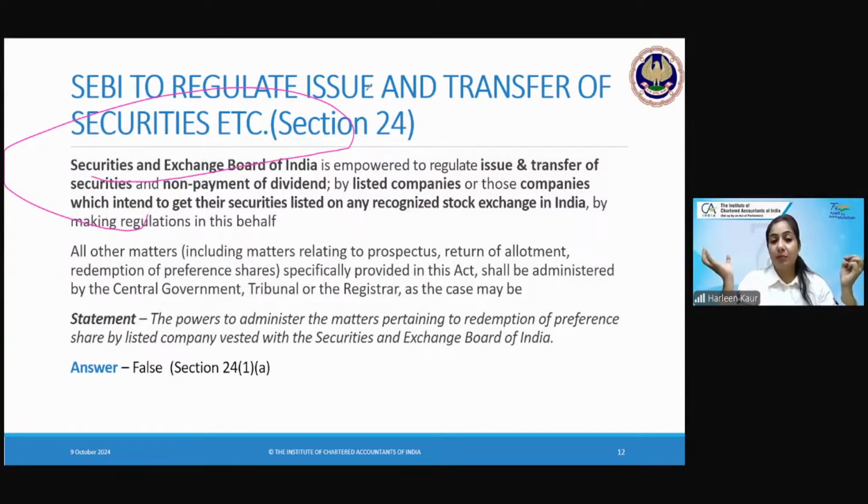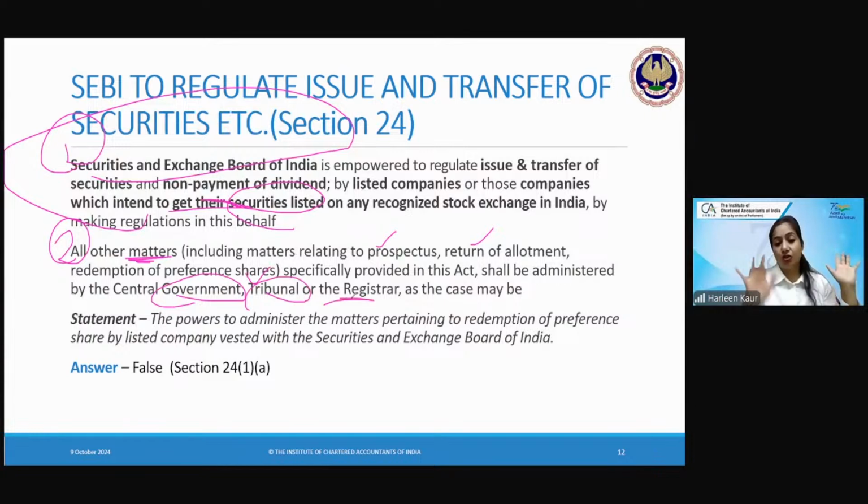SEBI will regulate all these matters, including non-payment of dividend by listed companies, as well as for companies intending to get their securities listed. So for all those companies which are already listed and those which are intending to list their securities, SEBI will regulate the issue and transfer of securities. Number one, Section 24 is telling you this. Number two, it is telling you all other matters relating to prospectus, return of allotment, redemption of preference shares shall be taken care of by the Central Government, Tribunal, or the Registrar.